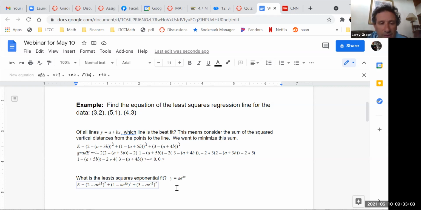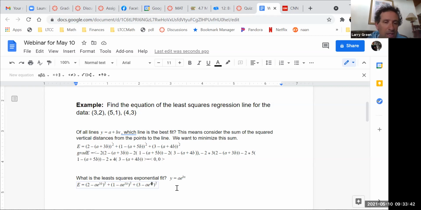Any thoughts? So what I do next if I wanted the least squares exponential? Yeah, I take the gradient. I set the gradient equal to 0. I'd solve. And I get my a and b. And that would be the least squares exponential fit. So basically, once you have this idea, you can do whatever fit you want.